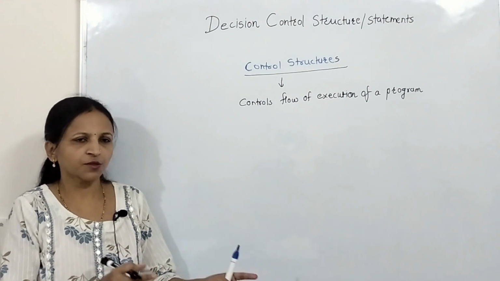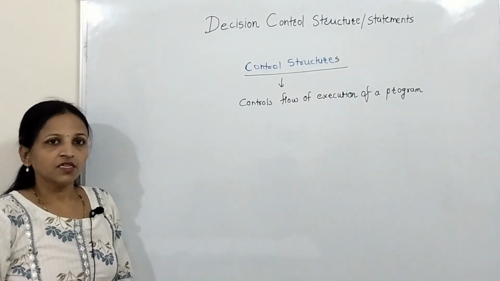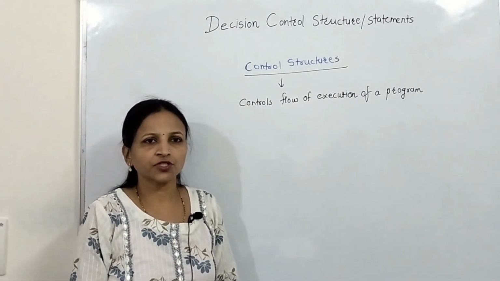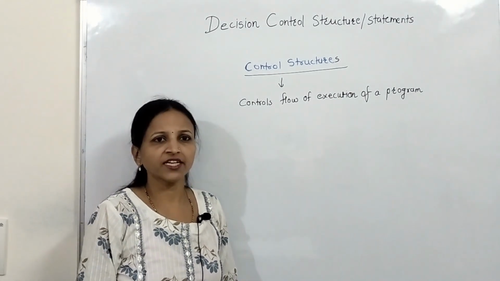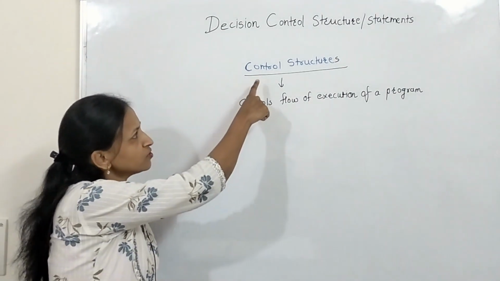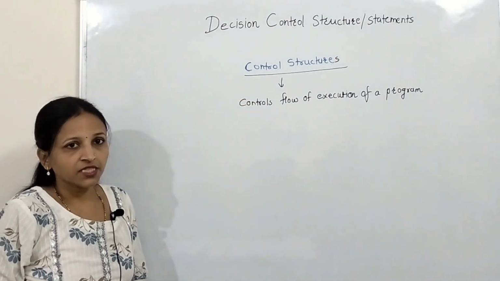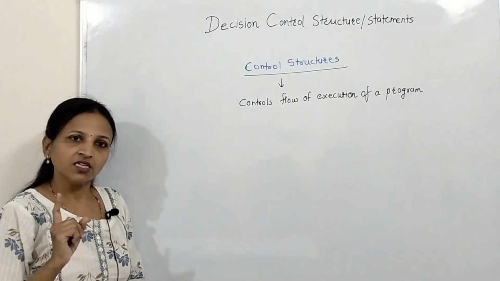Sequential means one statement after the next, then next, then next, in this way. Now suppose we want to modify that normal flow of execution, that sequential execution. Then we can use these control structures or control statements. There are basically three types of control structures available in C language.